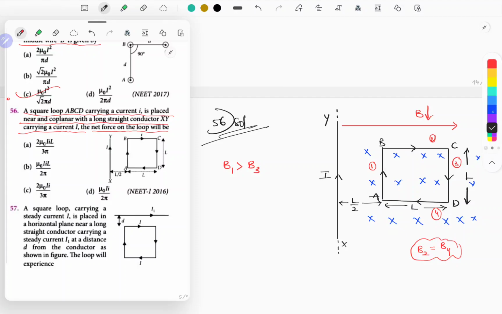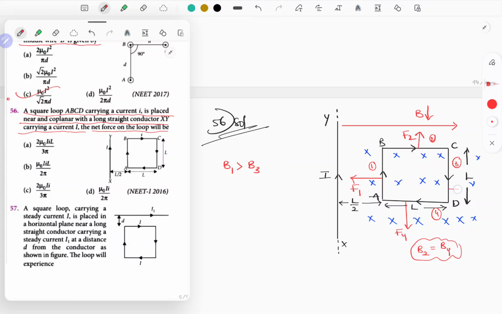So let me write down the direction of force acting on each conductor. Use the right hand palm rule. 4 fingers indicate the direction of magnetic field, thumb indicates the direction of current. Then the force acting on the first conductor is towards left. Let's say this is F1. The force acting on the second conductor is upward, F2. On the fourth conductor it is downward, F4.